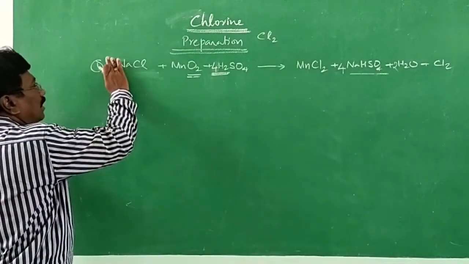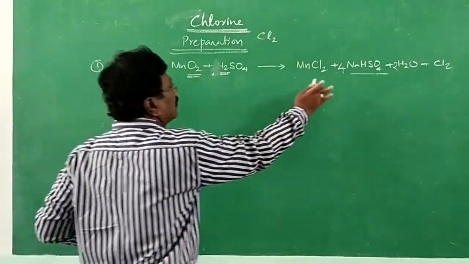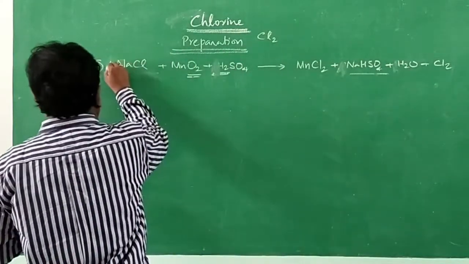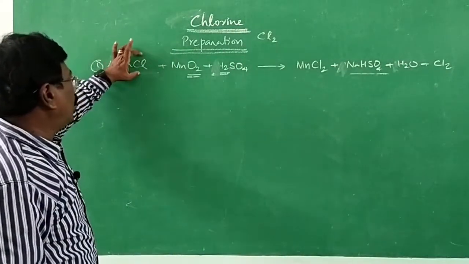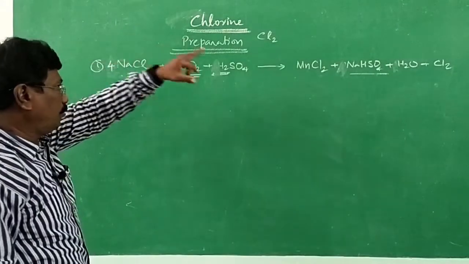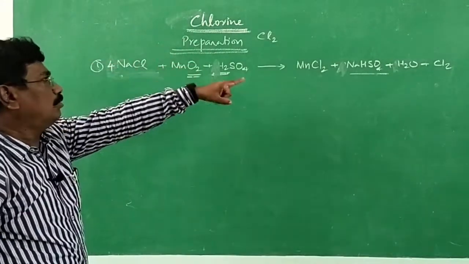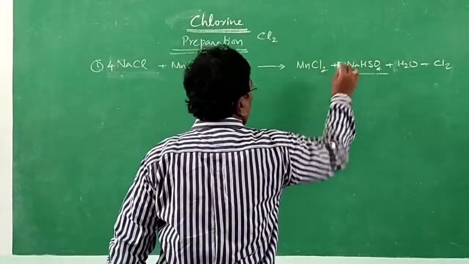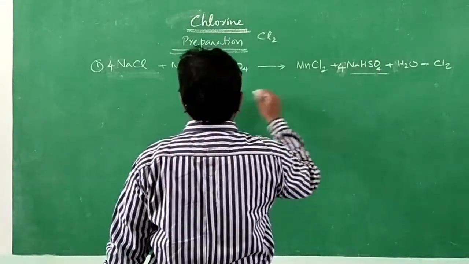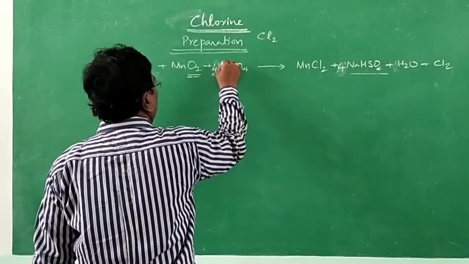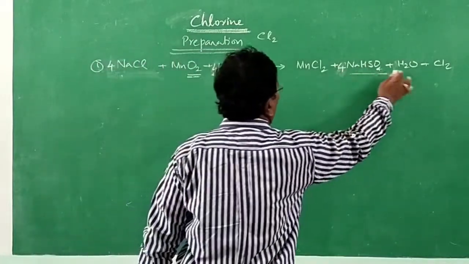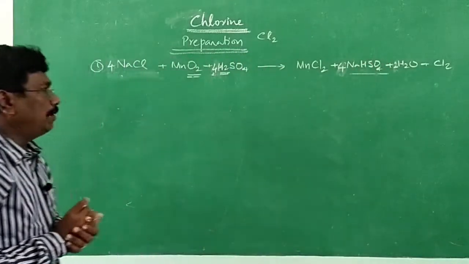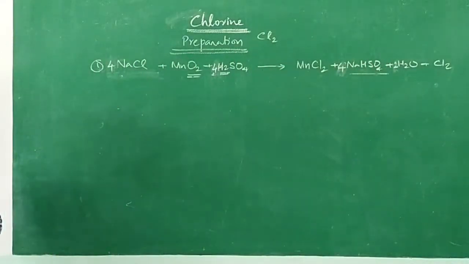We have started with 4 chlorine, therefore 4. It should be either 2 or 4. Cl2 we are getting, therefore 2. Another 2 with MnCl2. 4 sodium, therefore 4. 4 sulfate, therefore 4. Out of 8 hydrogen, 4 are here, 4 should be here. Oxygen is also balanced. That's all. We have prepared chlorine from sodium chloride.